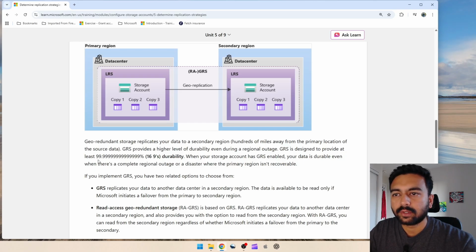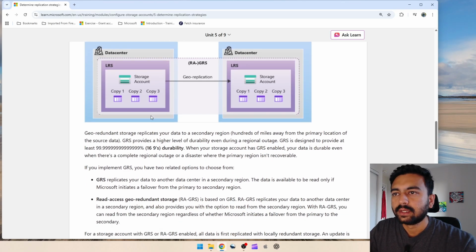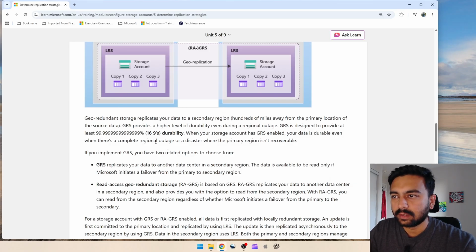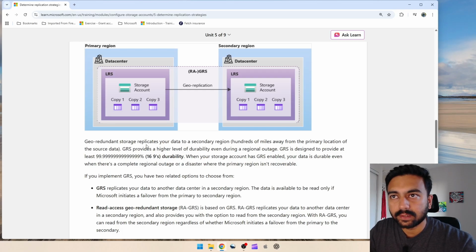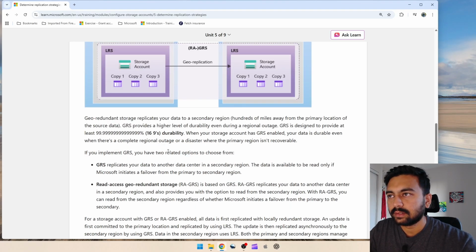It provides at least 99.9999999999999% durability, 16 nines, when your storage account is GRS enabled. So obviously, if you have a regional outage, or a disaster that happens in a region, then your data is still available in another region.